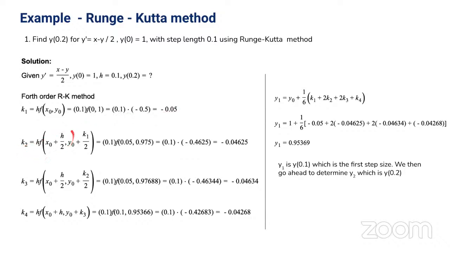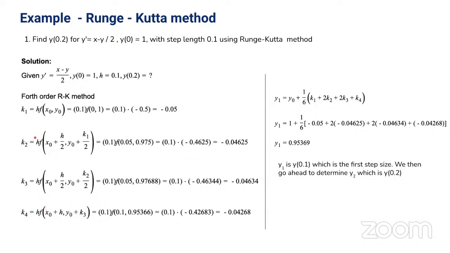Our K2, taking the Runge-Kutta formula for K2, is our step size multiplied by a function of x naught plus half of our step size, and y naught plus K1 that we deduced earlier over 2. We replace these values in the formula x minus y over 2 and multiply by the step size to get K2. We do the same thing for K3, and then for K4, replacing values in the function provided and multiplying by our step size.